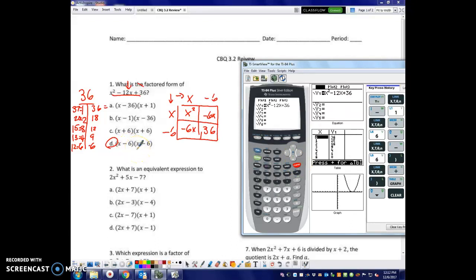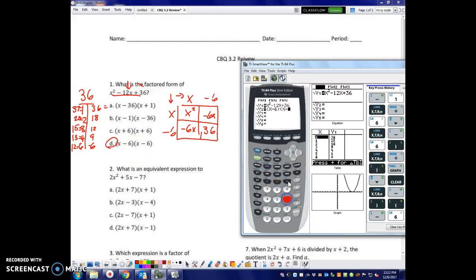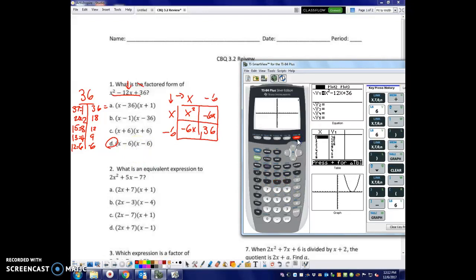X minus 6, x minus 6. So we do x minus 6, x minus 6. Graph. Okay, so you can't see the new one because it's in the exact same spot as your old one. Double check it, go to your table. Right here, are they exactly the same? Yes, they are, so that tells you that that's your answer.